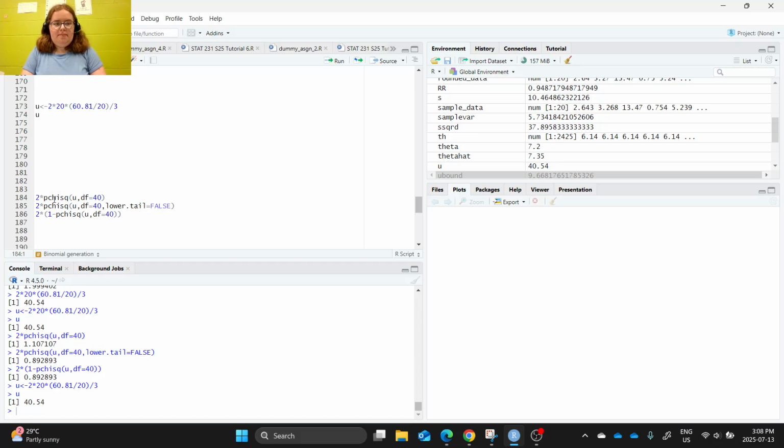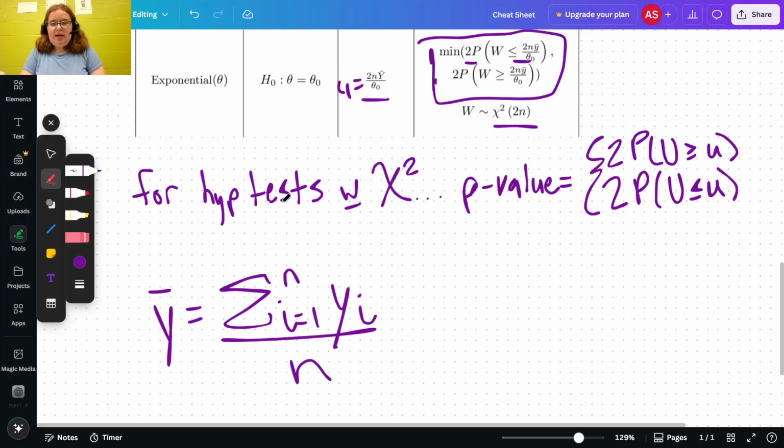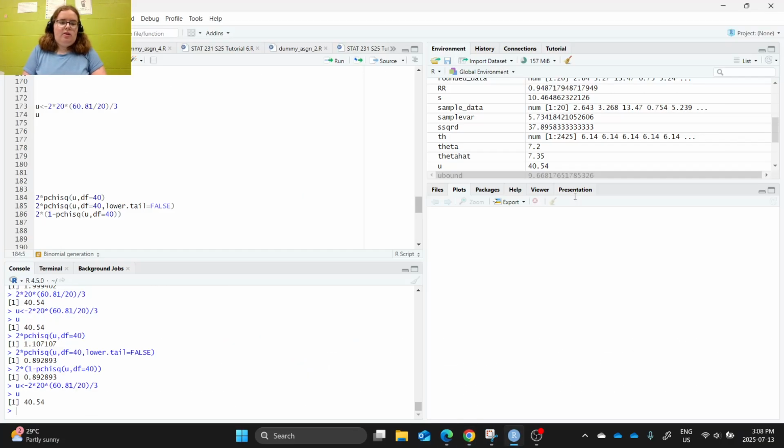I just want to hop over here and note that this is actually pretty key, because I also forget to do this: we are modeling this off of a chi-squared with 2n degrees of freedom. A lot of the time we see n minus 1 degrees of freedom, but that is not the case for the exponential. It is actually 2n degrees of freedom. So you have to keep that in mind. Our n was 20, so I just put degrees of freedom is 40, n times 2.